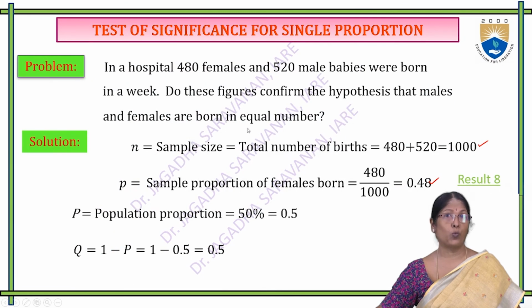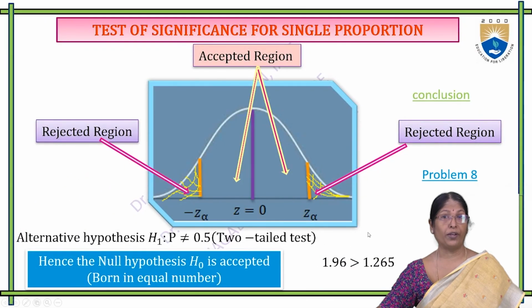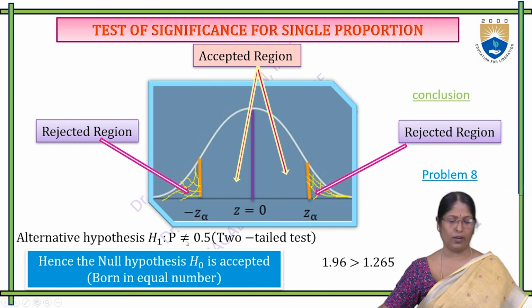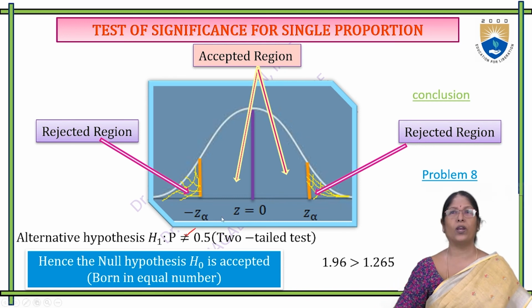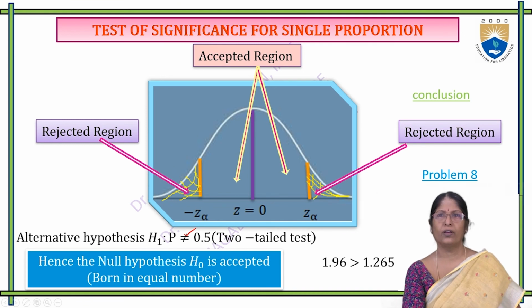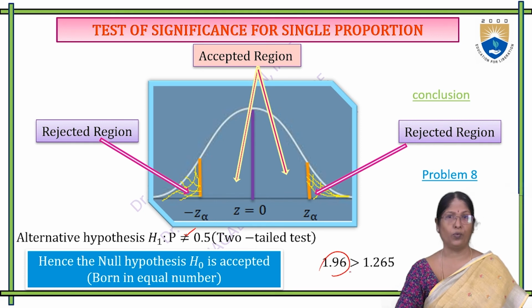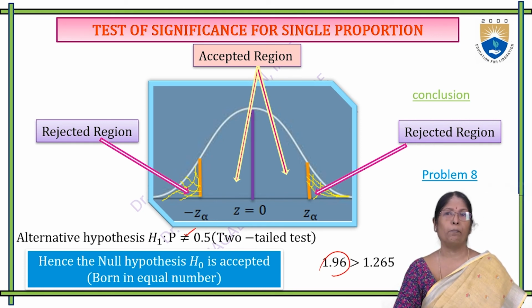Yes, they are born, males and females, in equal number. So that's how we defined the null hypothesis, capital P equal to 0.5, equal number. For the alternative hypothesis, taking the two-tailed test, not equal, so here the not equal is selected. We have to accept it because the tabulated value is more. So both male and female are born in equal number. We can declare the result.